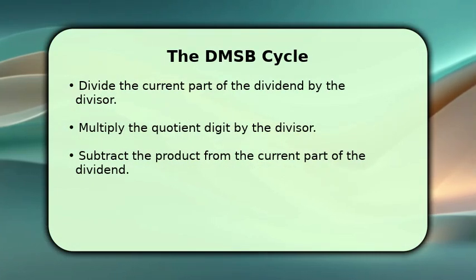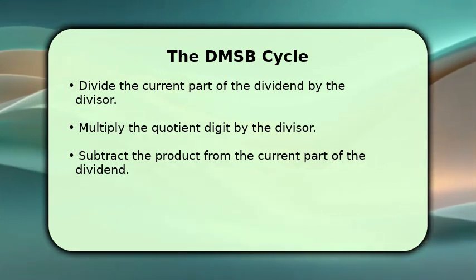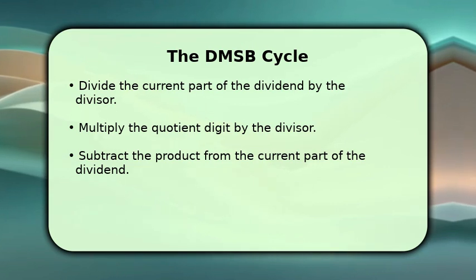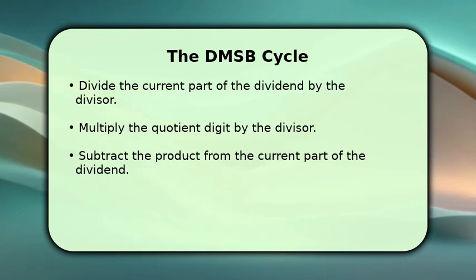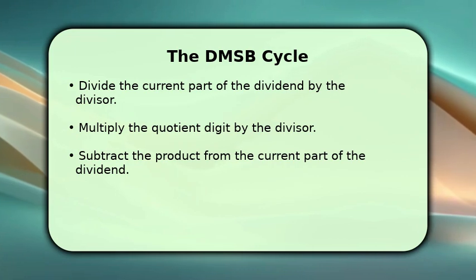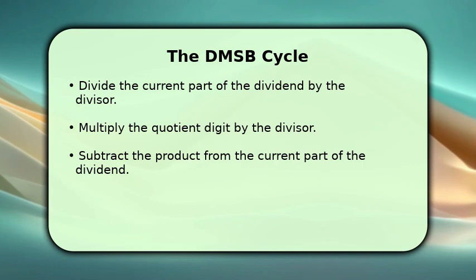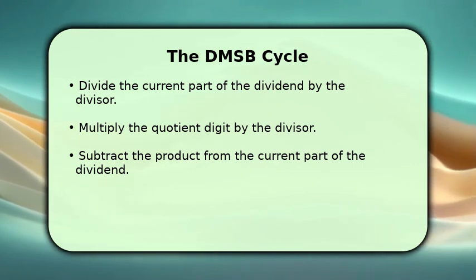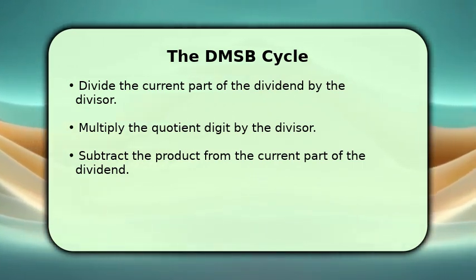Now let's dive into the core cycle: divide, multiply, subtract, bring down, or DMSB. After dividing and placing your quotient digit, multiply that digit by the divisor. Write this product below the part of the dividend you just divided. Next, subtract to find the remainder. Finally, bring down the next digit from the dividend to form a new number and repeat the entire DMSB cycle. This systematic approach ensures accuracy.